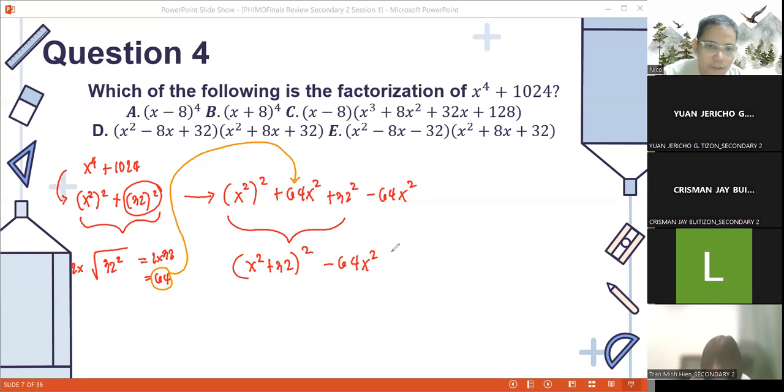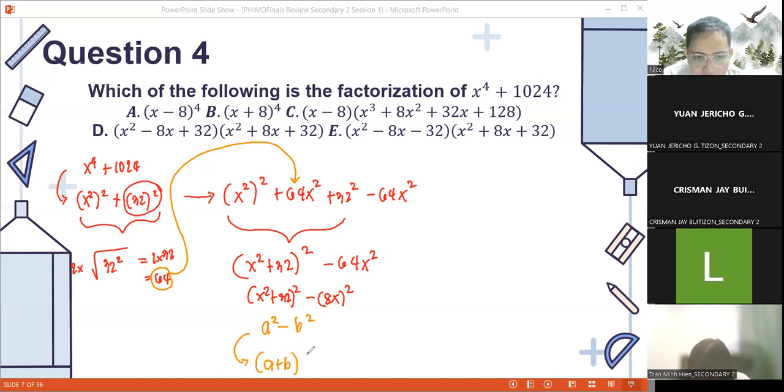So let's continue further. If you notice, this part here is x squared plus 32 squared minus 8x squared, right? And this one here is simply a squared minus b squared. And what is this form? That is (a plus b)(a minus b). So we made it into factors already. That's why it's called factorization, because we make it as factors.